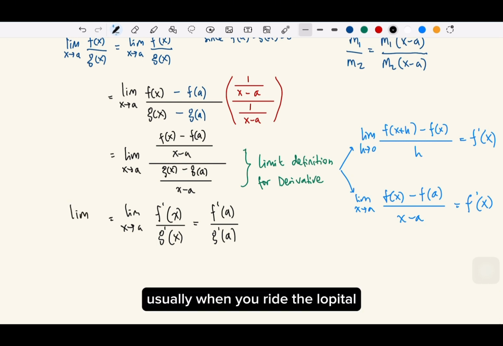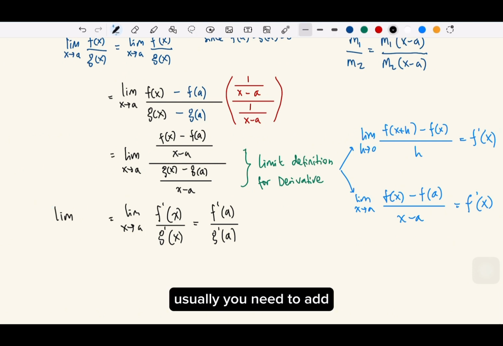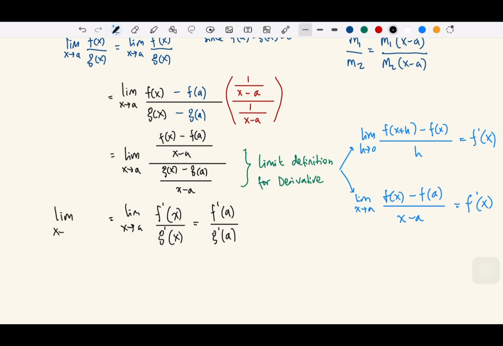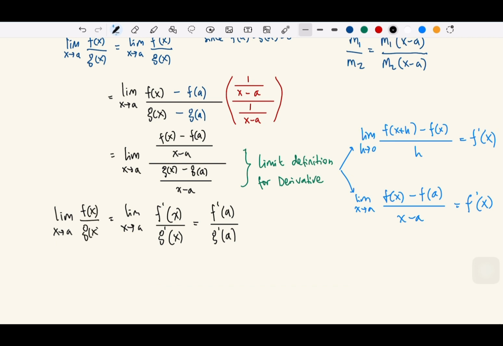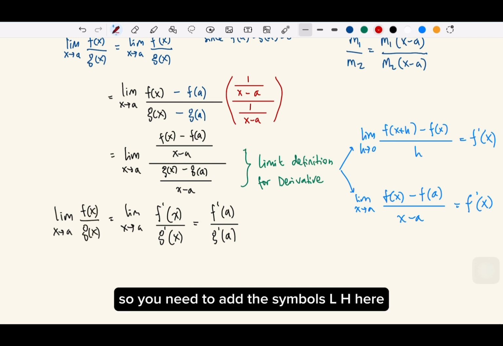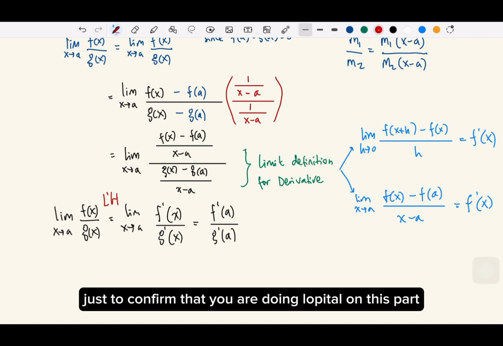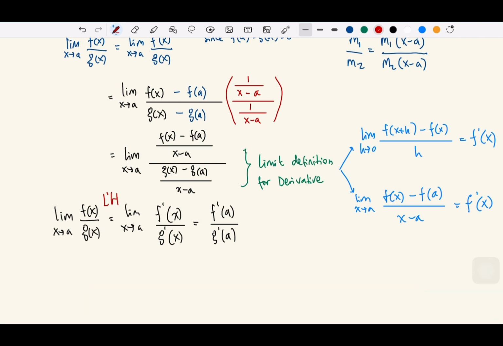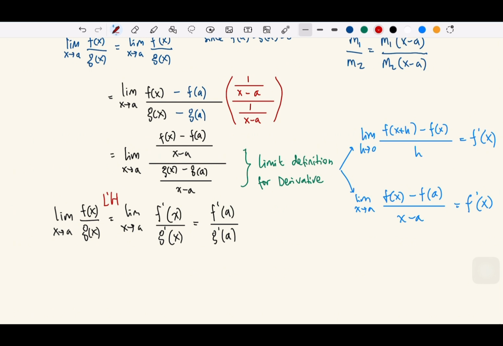Usually, when you write L'Hopital, you need to add the symbol LH. So let's say this is the question. You add LH here, just to confirm that you are doing L'Hopital on this part. So this is the question, you are doing L'Hopital, this is the result, and you plug in the value, and that's it.